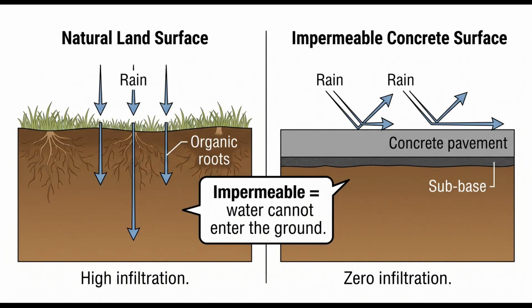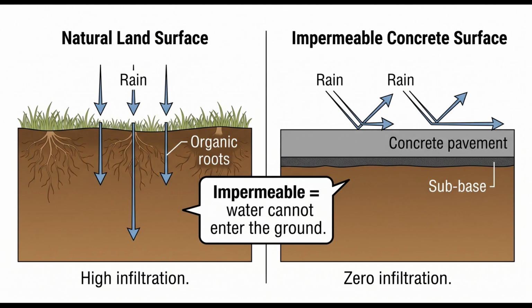Now, when precipitation reaches the land surface, two things can happen. Look at the screen. First, infiltration. Water soaks into the soil and rock. How quickly this happens depends on three things: the type of soil, the amount of vegetation cover, and how much human development has changed the surface.